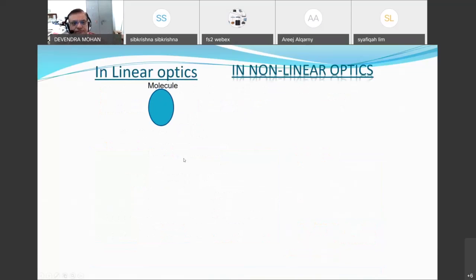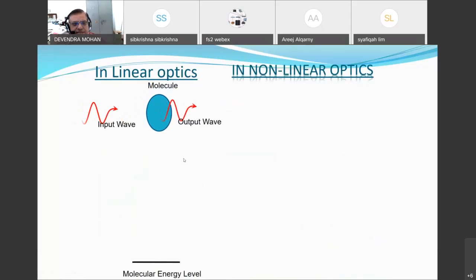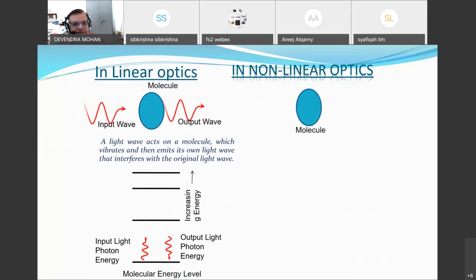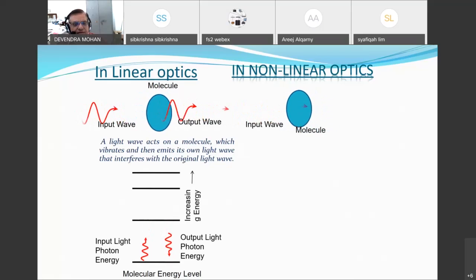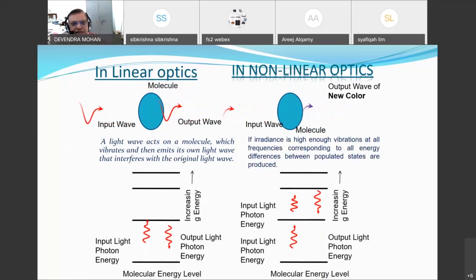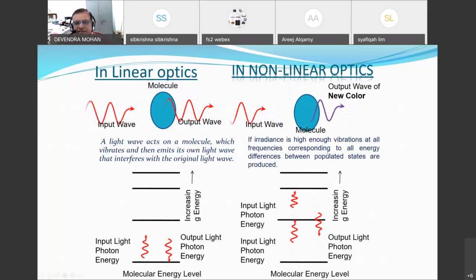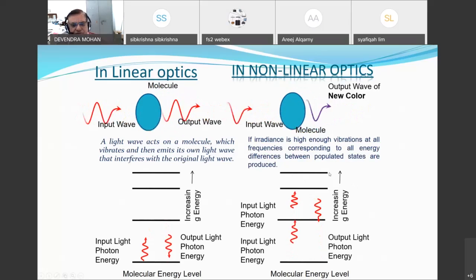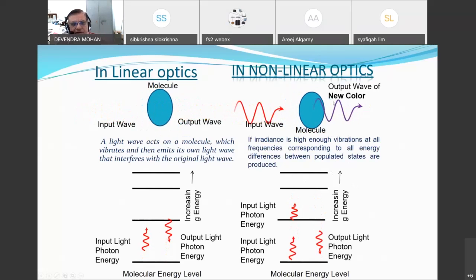Just the information I have put for understanding. The light acts on a molecule which vibrates and then emits its own light wave that interferes with the original light wave. In nonlinear optics, if the intensity is high enough, vibrations occur at all frequencies corresponding to all energy differences between the populated states. So in optics, you get a new color.